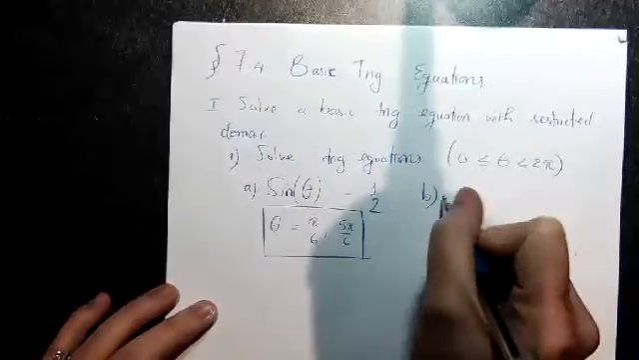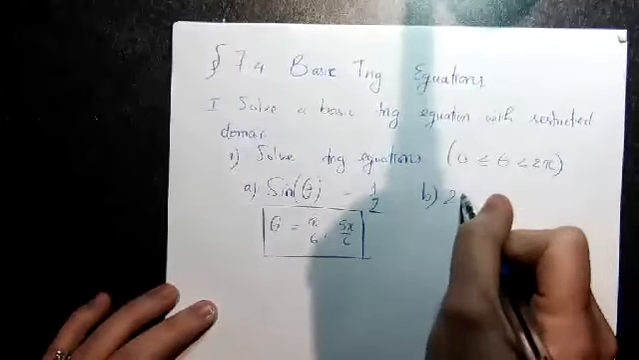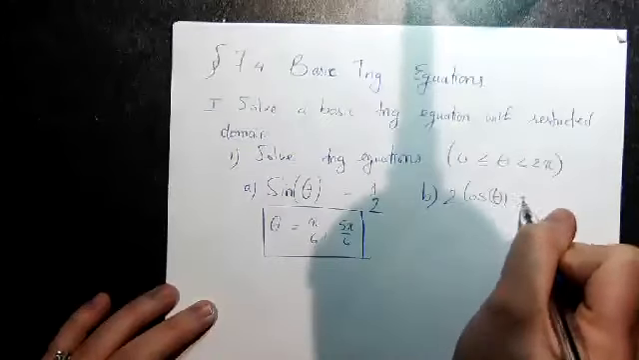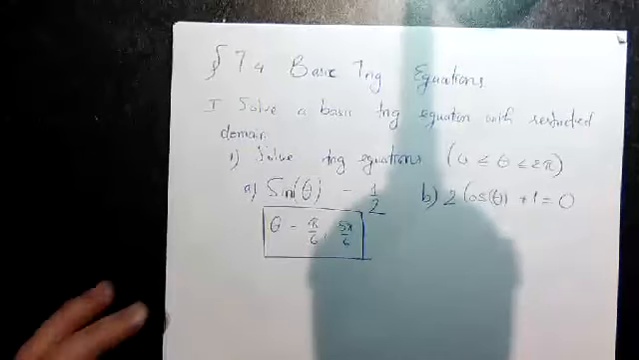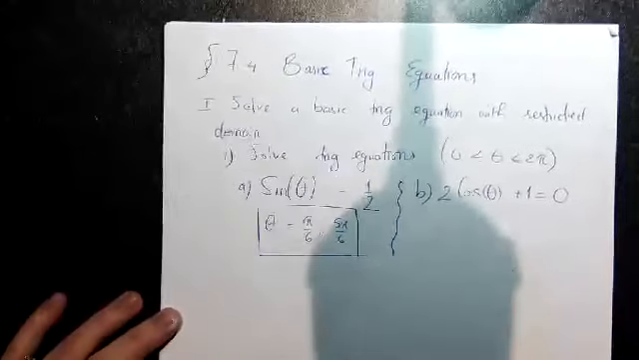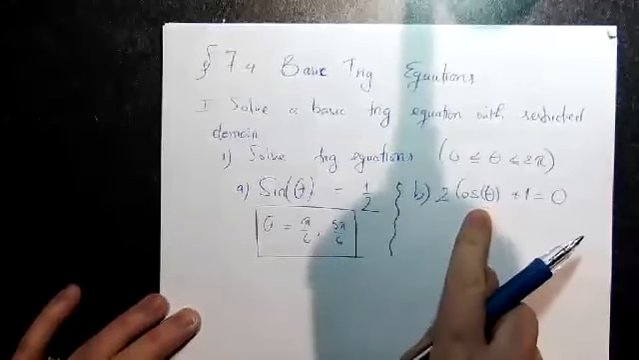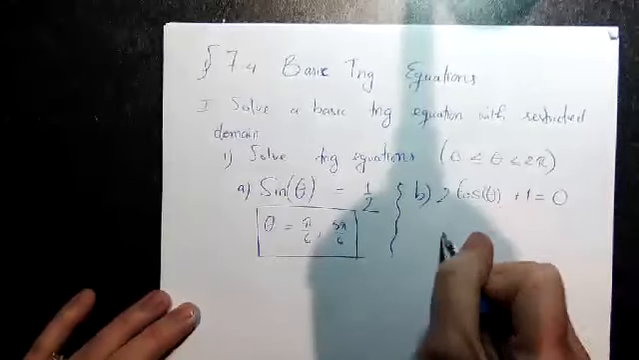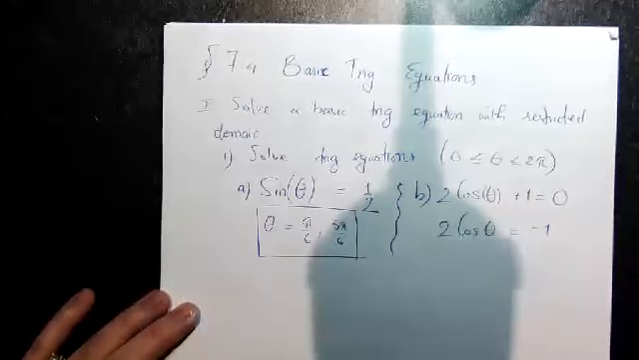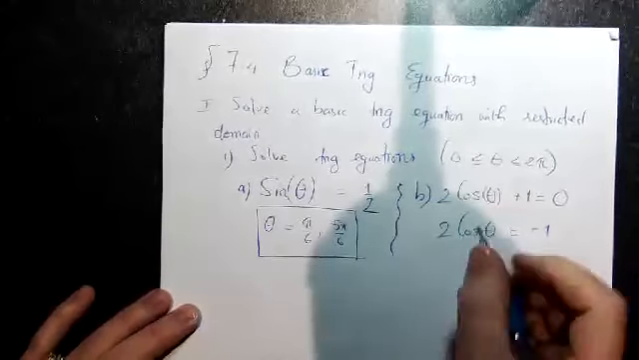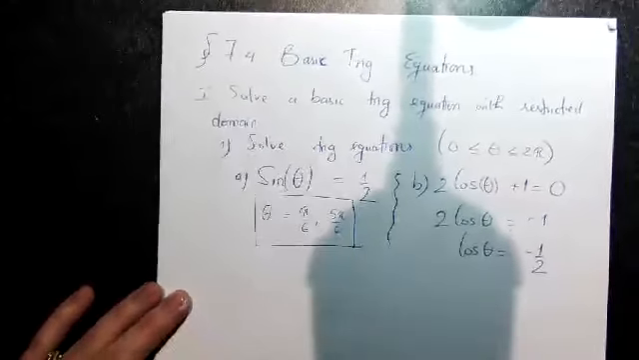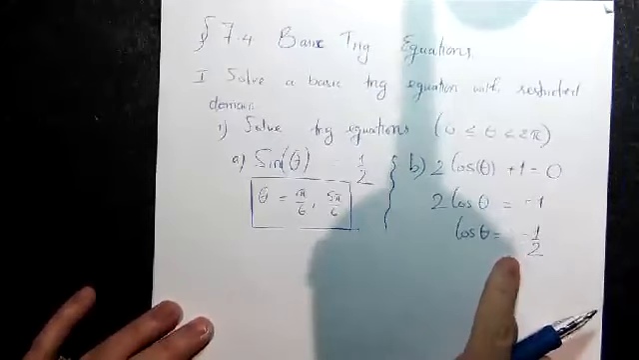Part B, maybe it's a little bit more complicated. 2 cosine theta plus 1 equals 0. Let's solve that. First, I need to isolate the cosine theta, right? So subtract 1 first. So 2 cosine theta equals -1. Divide both sides by 2. Cosine theta equals -1/2. And then you look it up on the unit circle.